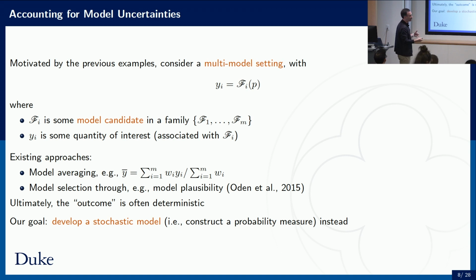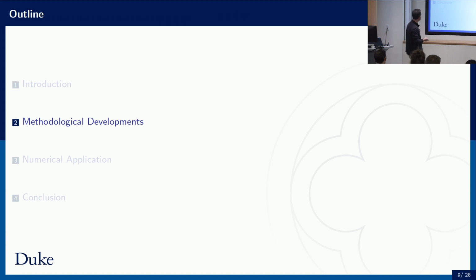Or you could try to do model selection. Let's say I have a data set, I have a family of model candidates, and likewise here, being at the Oden Institute, you can do model selection based on model plausibility that was pioneered by Tinsley Oden about 10 years ago. But basically, when you do that, the outcome is going to be sort of deterministic in some ways, right? So you know that you have some samples of your models, but you don't know exactly what to do with them. So the goal of this work is to develop a stochastic approach to deal with this. So I'm going to go through the methodological developments.